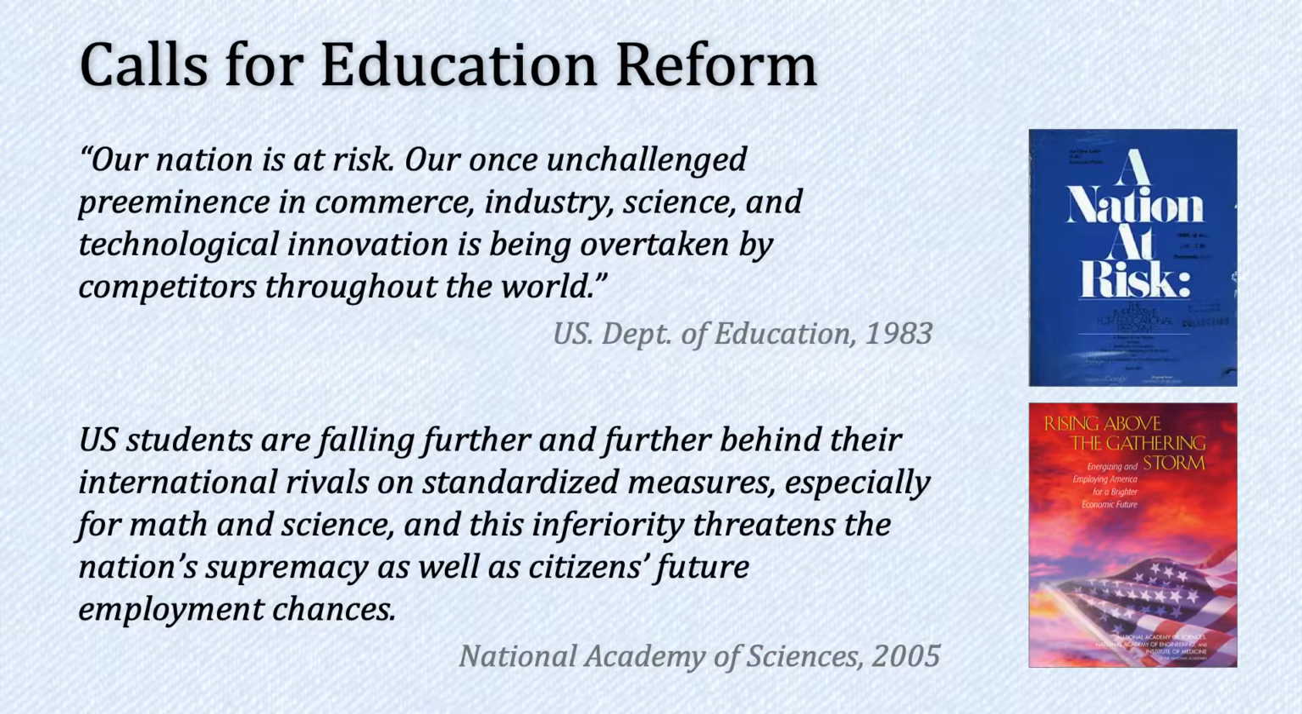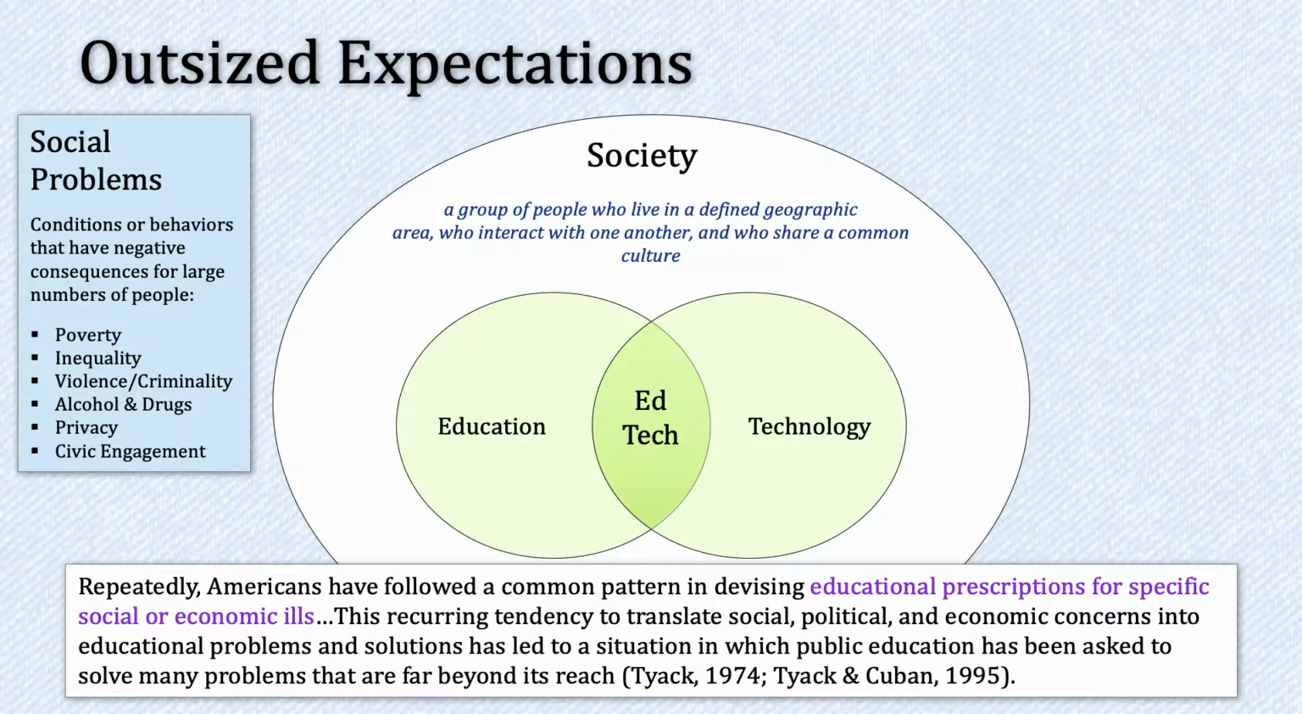We learned from Sims that over and over again, Americans follow a common pattern in devising educational prescriptions for specific social and economic ills, and that there is a recurring tendency to translate social, political, and economic concerns into educational problems and solutions, which has led to a situation in which public education has been asked to solve many problems that are far beyond its reach.